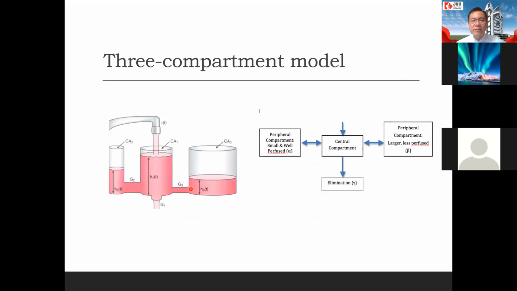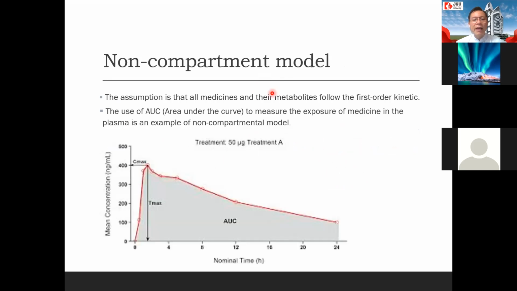So this is three compartments. Three compartment is even more complex, complicated. So you have the central compartment, then it goes to the peripheral compartment and a small peripheral compartment. And there is also elimination. So it is more complex. And also there is the non-compartment model.